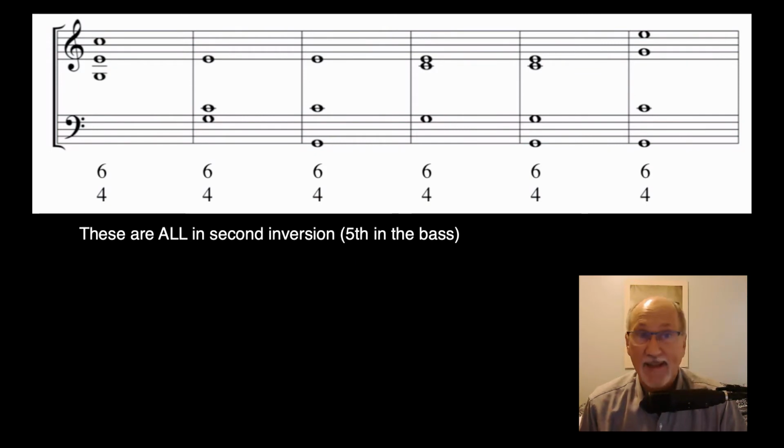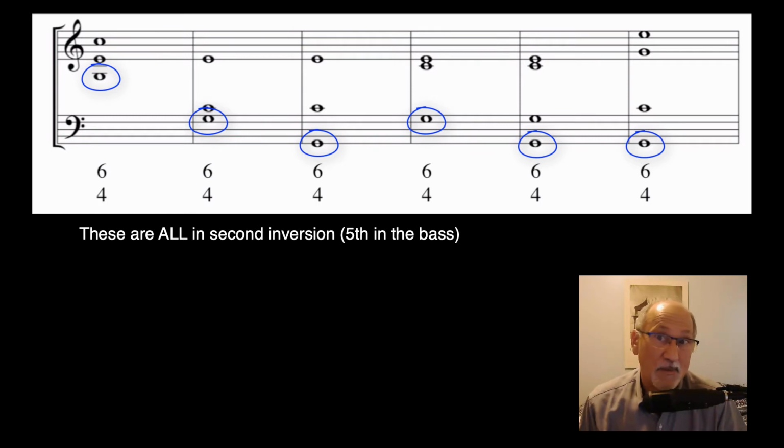And again, the only criterion for determining that a triad is in second inversion is that the fifth of the chord must be the lowest voice in the bass. And as you could see in the example, the other notes of the triad really can be anywhere as long as they are above this lowest fifth.